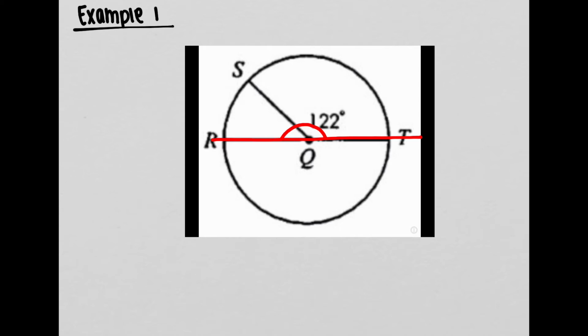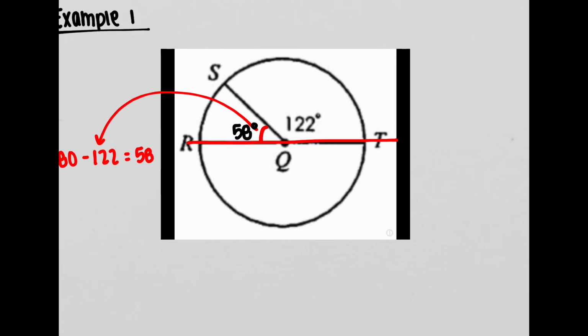So I need to figure out how I'm going to find this first angle, which is SQR. So it's right here. So I'm going to just draw it to the side. And I just told you that I want to find that, and I have a half circle. So I know I'm going to take 180. I'm going to subtract 122 from it. And when I do that, I end up with 58 degrees. So I now know this right here is 58 degrees.